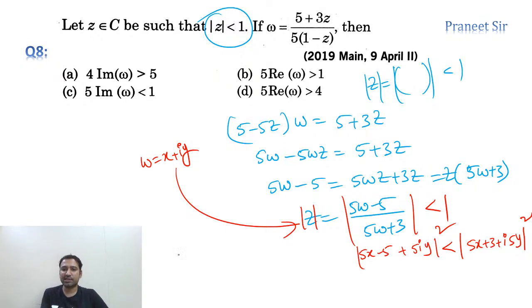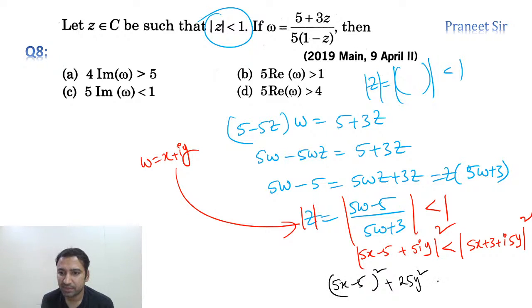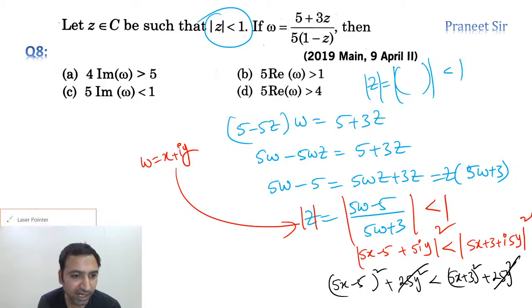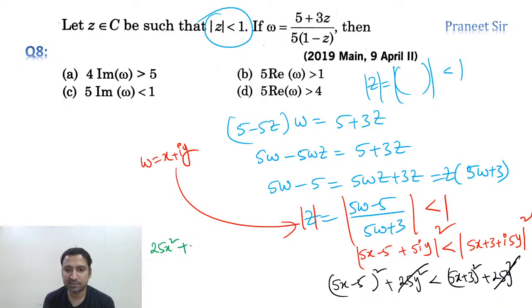Now tell me, let's square it on both sides and then tell me how much we get. (5x minus 5) whole square plus 25y square less than, now again the same thing, (5x plus 3) whole square plus 25y square. That's what we're getting. 25y square cancels, and the remaining part you just calculate. The remaining part is how much, guys? 25x square plus 25 minus 50x less than 25x square plus 9 plus 30x. That's what we're getting.